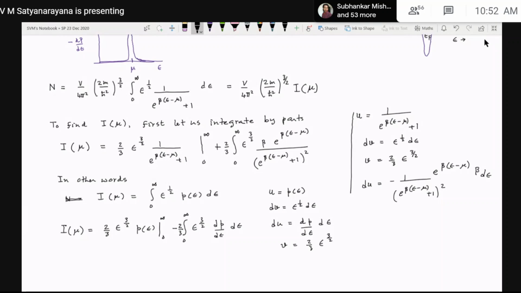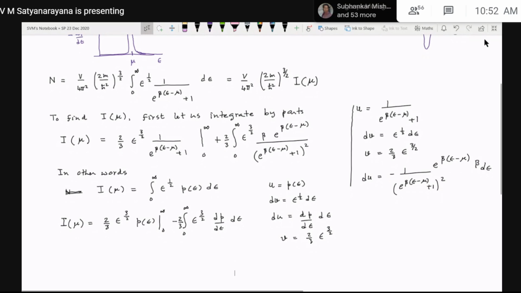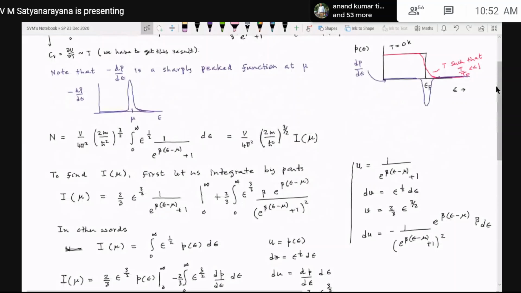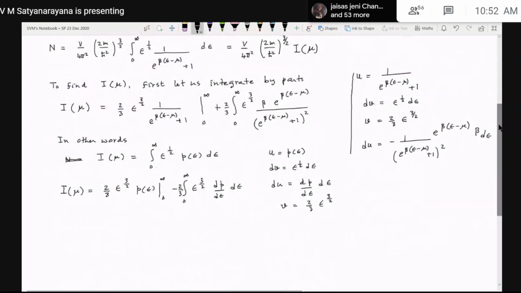I have expressions here and I don't have expressions here. But now look at this one. At the lower limit, because of this epsilon to the power 3 by 2, this will become 0. And at the upper limit, this will become 0 because your P of epsilon, whatever is the temperature, as epsilon goes to infinity, your P of epsilon is always 0. And hence this term is equal to 0. Okay, the first term is 0.